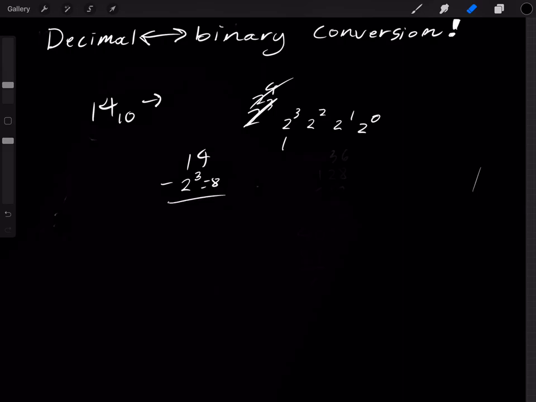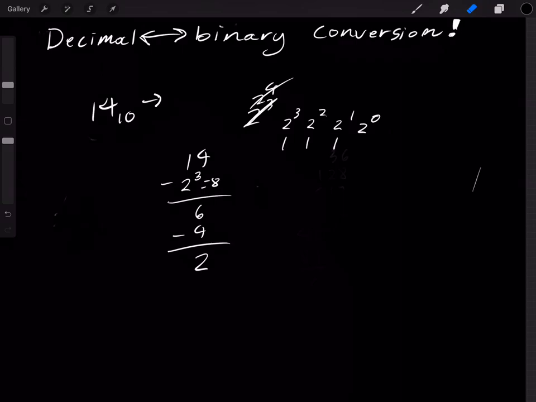And that's going to equal 6. And then 2 to the 2 is going to be 4. 4 goes into 6. So that's 1. So you can subtract a 4 there. Now that's going to equal 2. 2 to the 1 is a 2. So you know that's going to work.